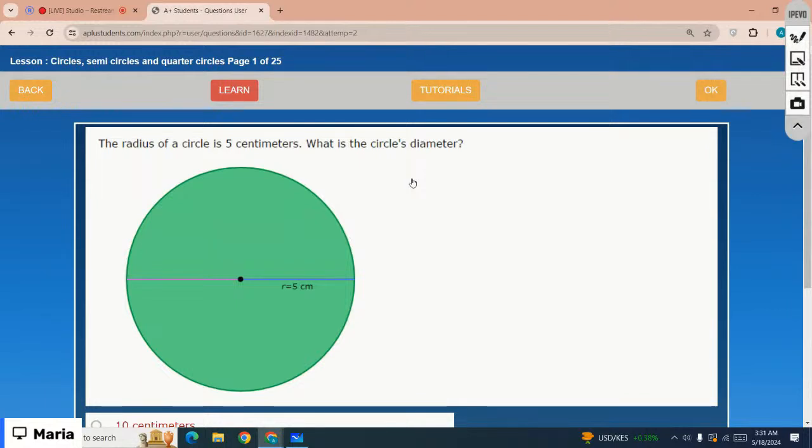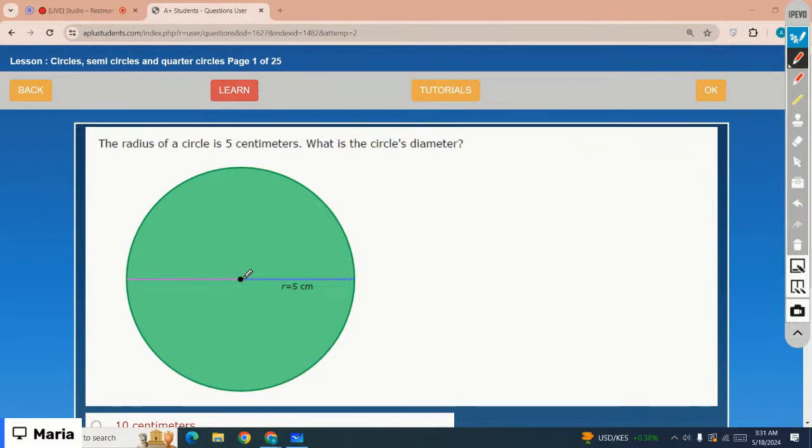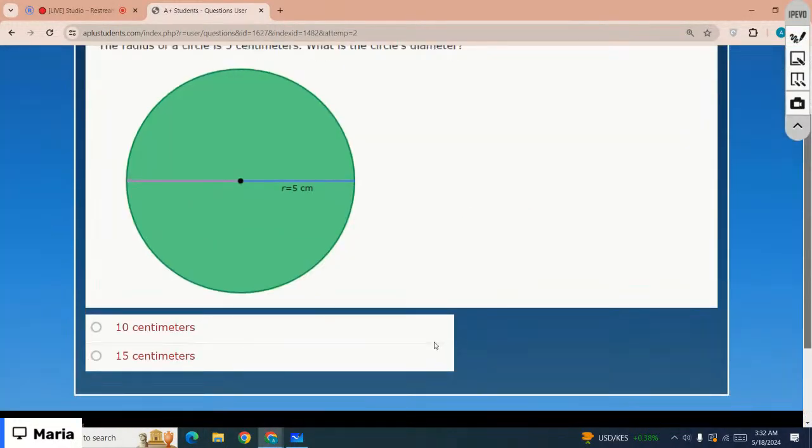The radius of the circle is 5 centimeters. What is the circle's diameter? From the center of the circle to any point on the circle is known as the radius, like this, from center to here. But any line that passes through the center and touches the circle at two points is known as the diameter. This complete line is the diameter. Diameter is always twice the radius, right? Yes, that is 2 times 5. The correct option is 10 centimeters. Option number 1 is the correct option.